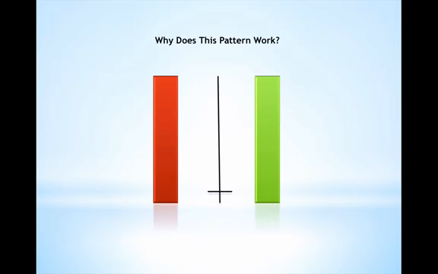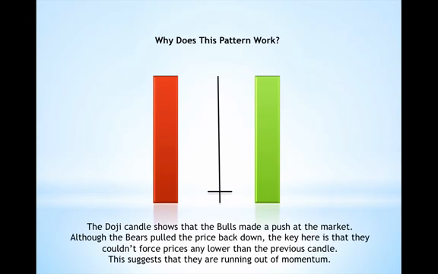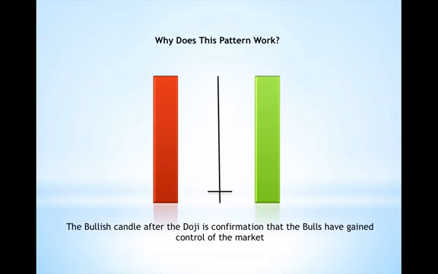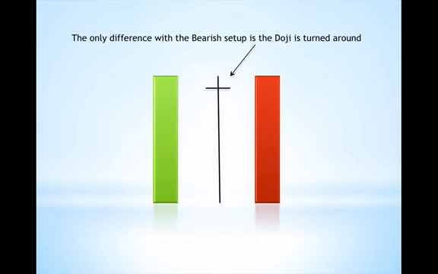Why does this pattern work? Well, the doji candle shows that the bulls have stepped in and tried to push the market higher. Although they failed on their first attempt, the bears also failed to push the market lower. This is shown because the doji is contained within the real body of the previous candle. It suggests that the bears are losing strength. The strong bullish candle forming after the doji candle completes shows that the bulls have taken control. The bearish setup is the same idea but reversed. Note that the doji is now upside down.